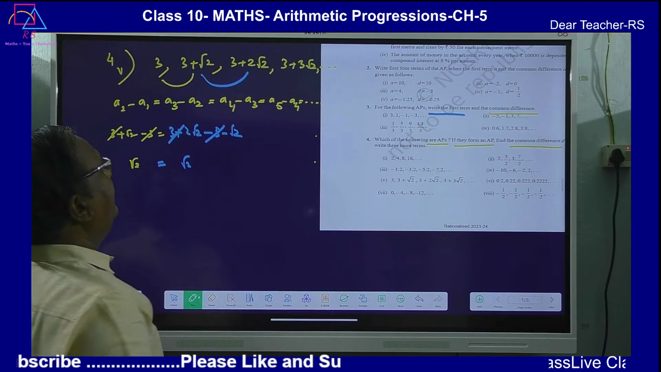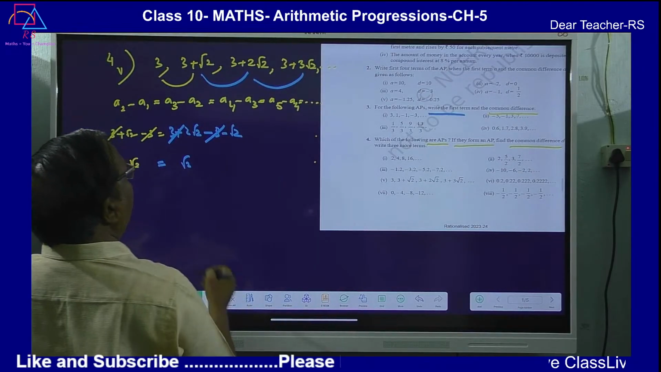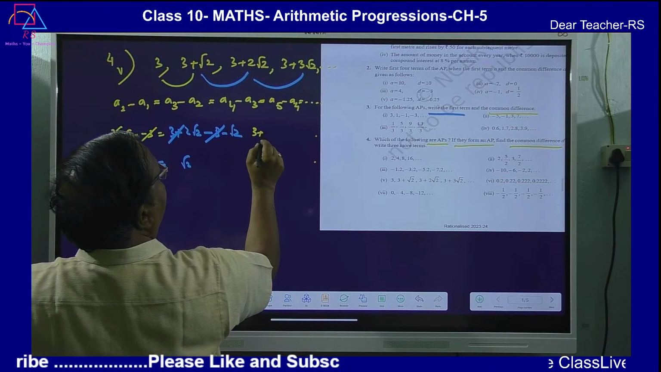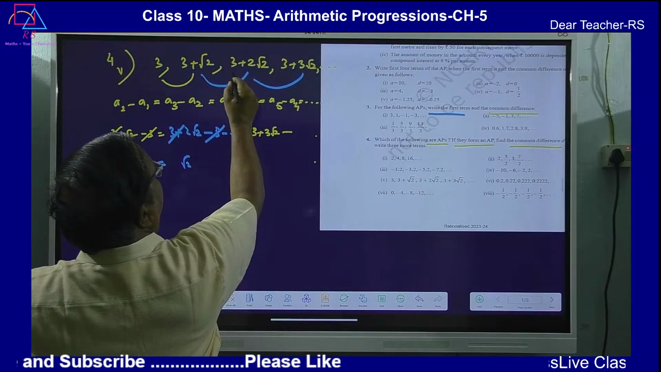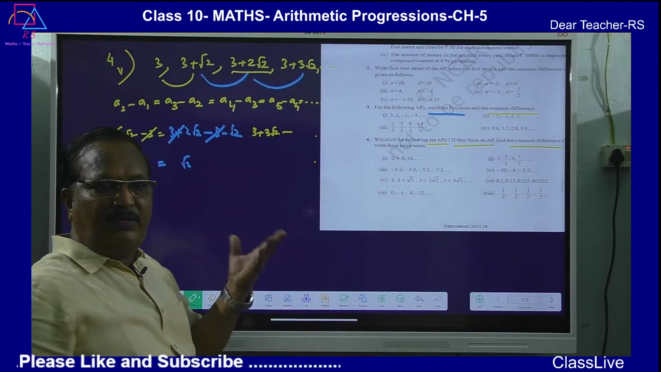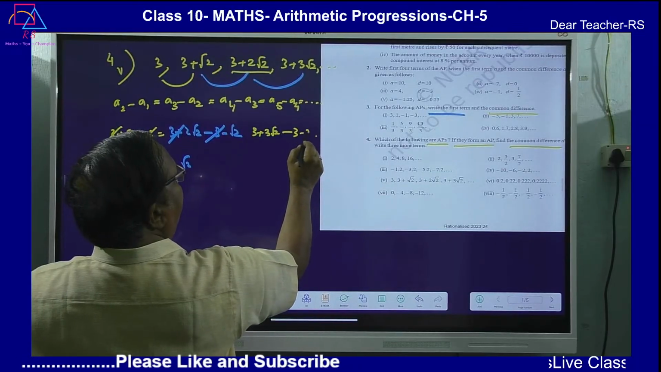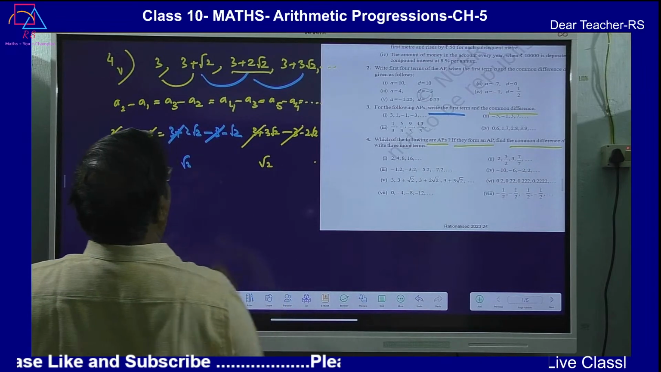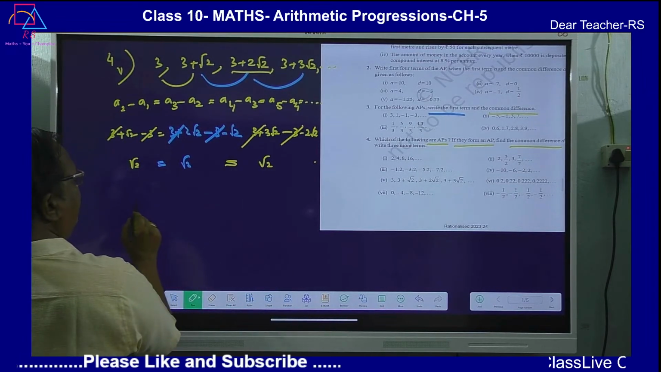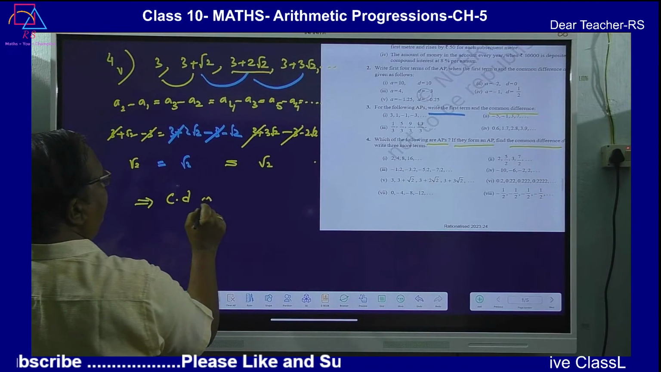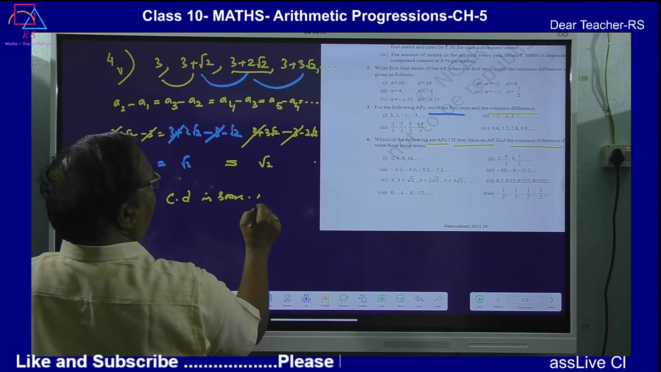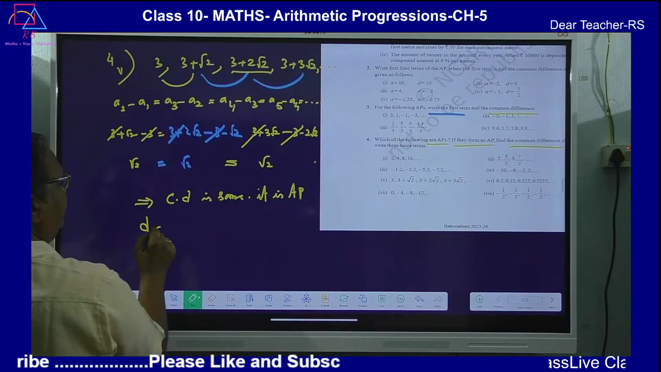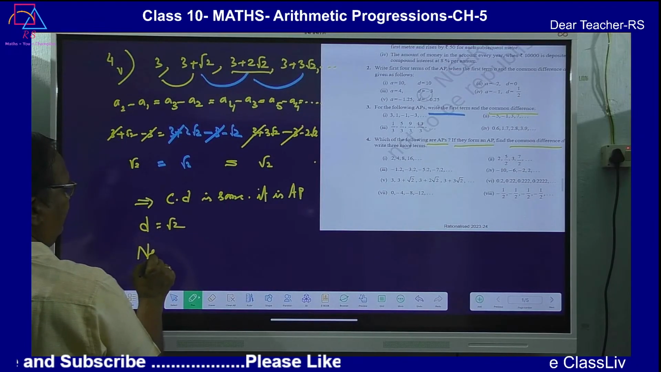Yes, same. Now let us see these two also. 3 plus 3 root 2 minus 3 minus 2 root 2. We are subtracting both the things, so everything changes sign. 3 cancels, 3 root 2 minus 2 root 2, root 2. So that means the common difference is the same. Therefore it is an AP. D is equal to root 2. Then the next 3 terms you have to find out.